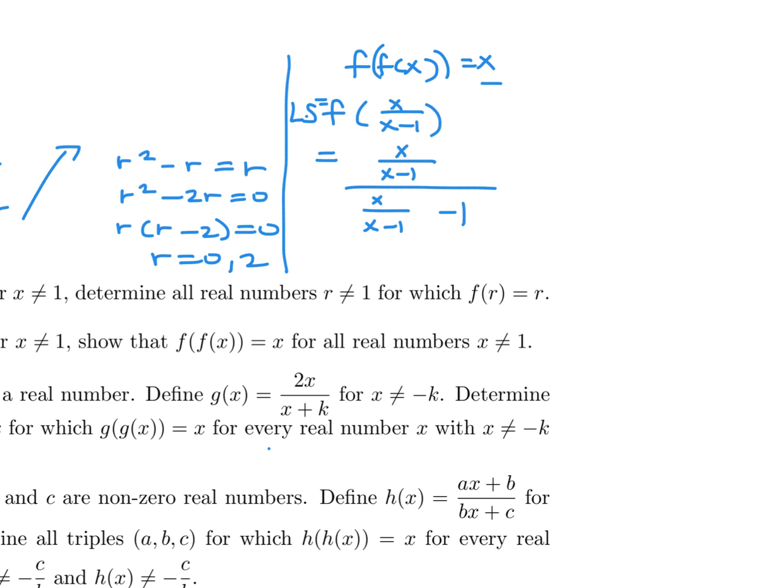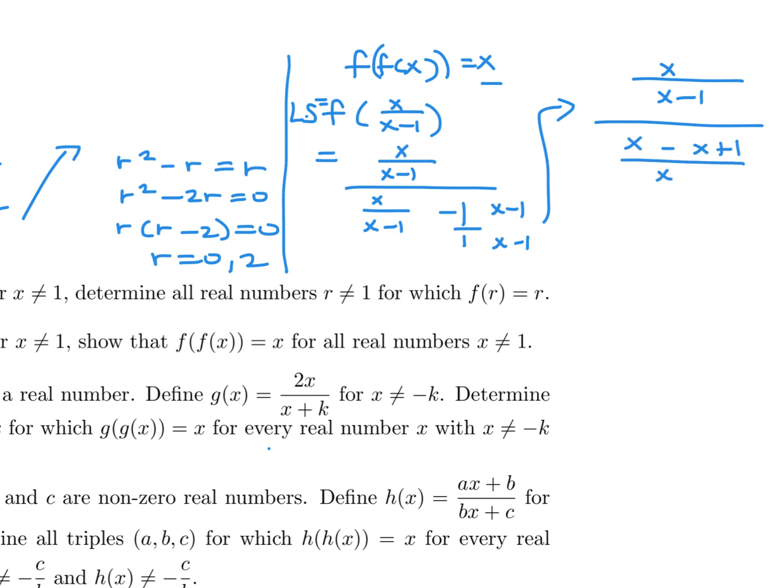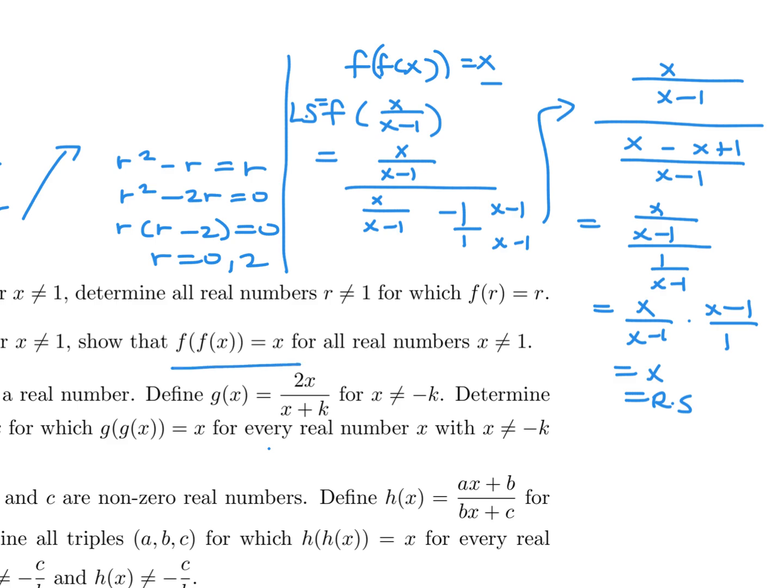Okay, so we have to get a common denominator. We have x over x minus 1, and then we have x minus (x plus 1) all over x minus 1. So x over x minus 1, and this is 1 over x minus 1. So this is x over x minus 1, invert and multiply, and we have x, which is the right side. So there we go. We just proved left side equals right side, and therefore that statement is true.